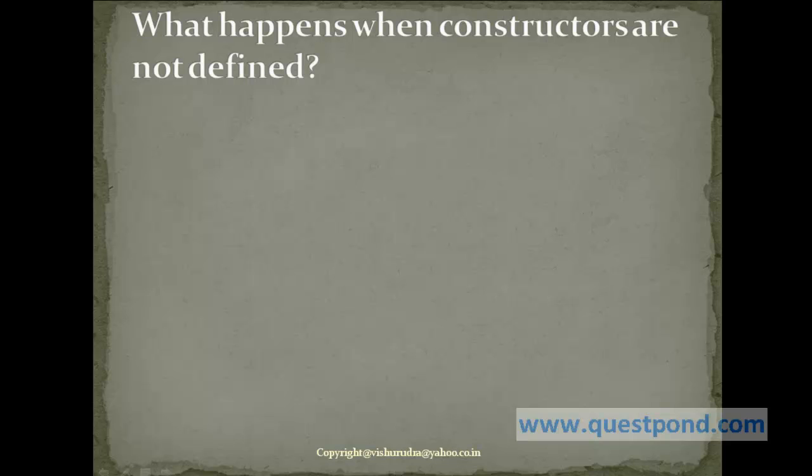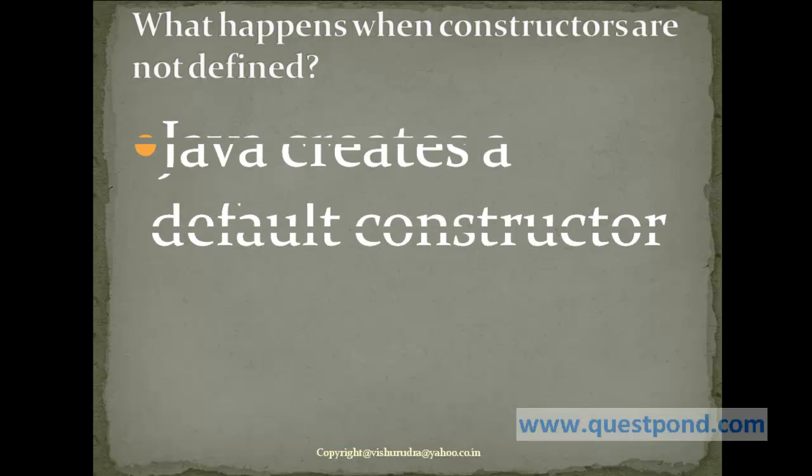The next question which comes is, what happens whenever constructors are not defined? It is quite possible a class may not contain a constructor at all. At that time, what will happen whenever we invoke new and the name of the class? Whenever you don't have a constructor in a particular class, Java creates a default constructor for you. This default constructor will be used till you define your own constructor.